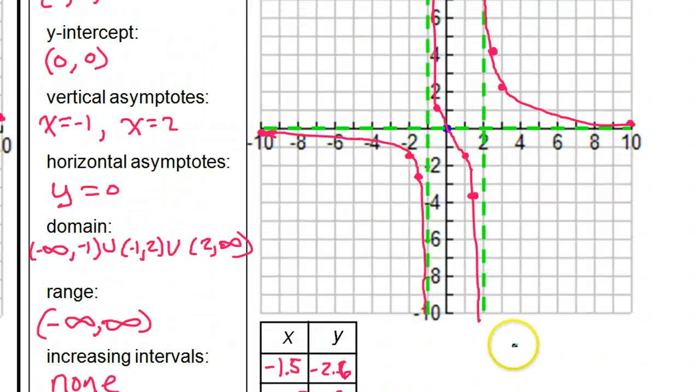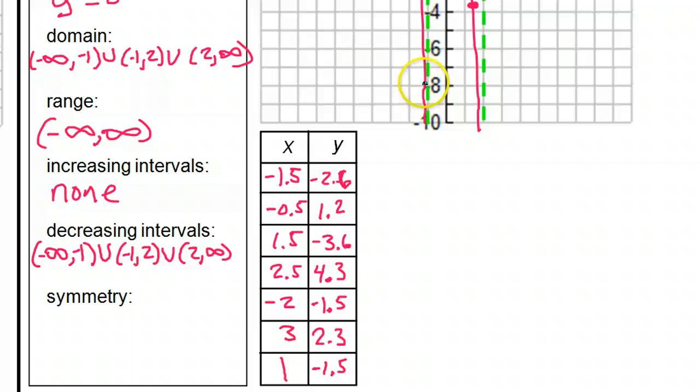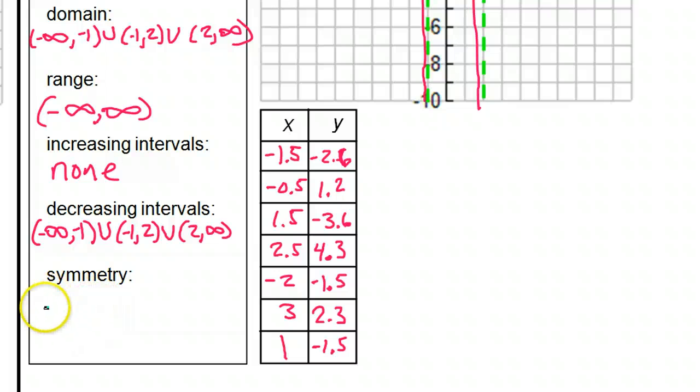Symmetry? Not quite, okay? It was almost odd. But look at the asymptotes. See how this asymptote is just 1 to the left, but this asymptote is 2 to the right. That means that the origin is not the center of rotation. Okay, so symmetry: neither.